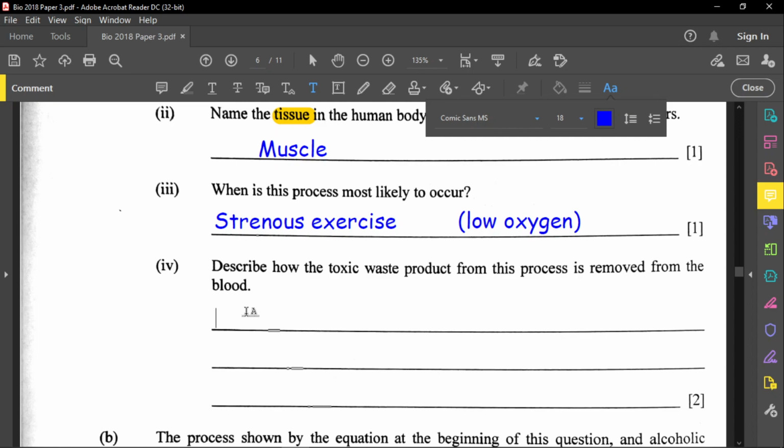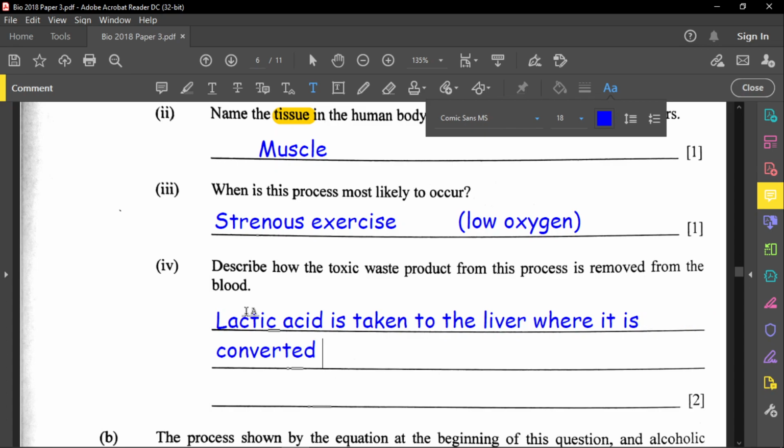All right, so here now, lactic acid is generally taken to the liver, okay? To the liver, where it is converted to either glucose or glycogen. That's what generally happens. That's how we get rid of it, how it comes out of the blood, really.